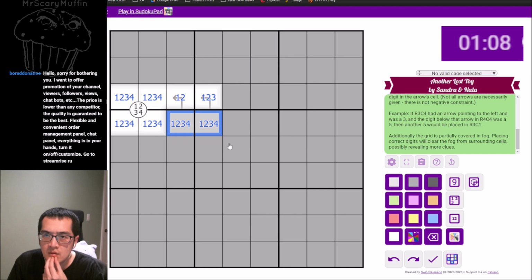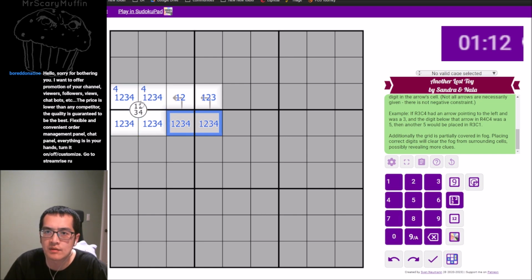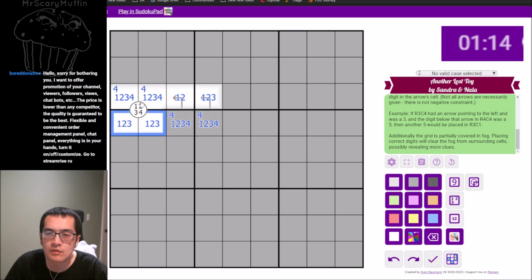these numbers must be these numbers as well. So these can only be 1, 2, 3, 4. Can we reduce this? One of these has to be a 4. So one of these has to be a 4. This cannot be a 4.